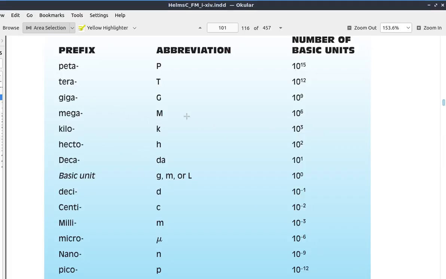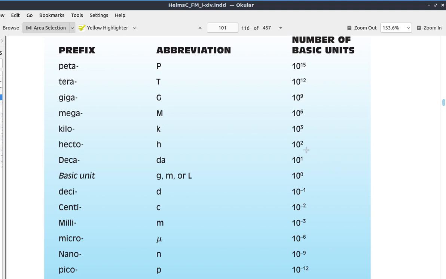Mega. You have giga, 10 to the 9th, which is 1,000 million. Mega is a million, 10 to the 6th. And you notice M, G, T, and P are in uppercase letters. But once you go below that, looking at lowercase, 1 kilo, 1,000 gram, 1 kilogram, 1,000 meter, 1 kilometer.